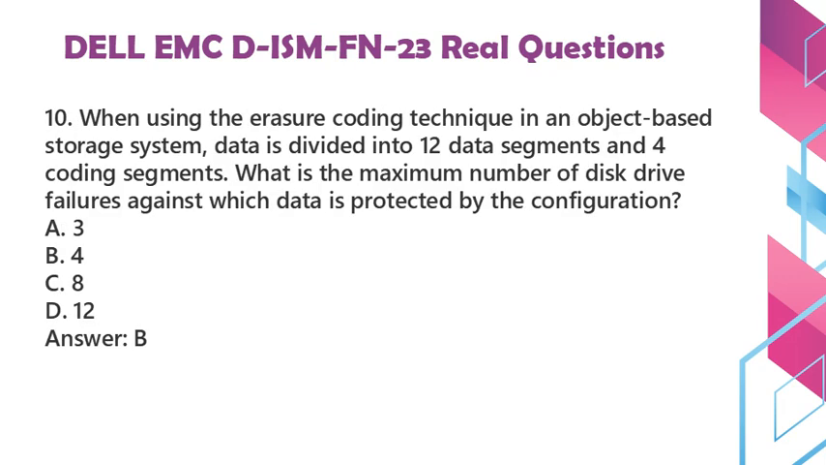10. When using the erasure coding technique in an object-based storage system, data is divided into 12 data segments and 4 coding segments. What is the maximum number of disk drive failures against which data is protected by the configuration? A. 3, B. 4, C. 8, D. 12. Answer: B.